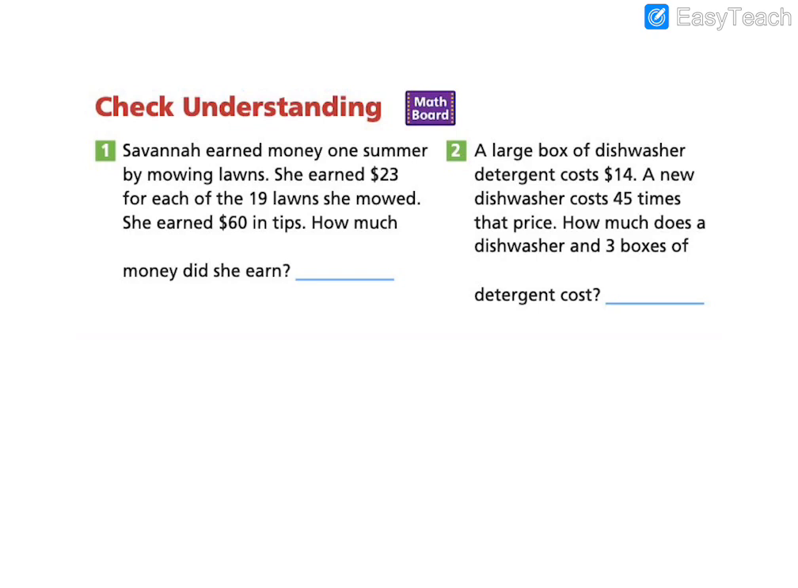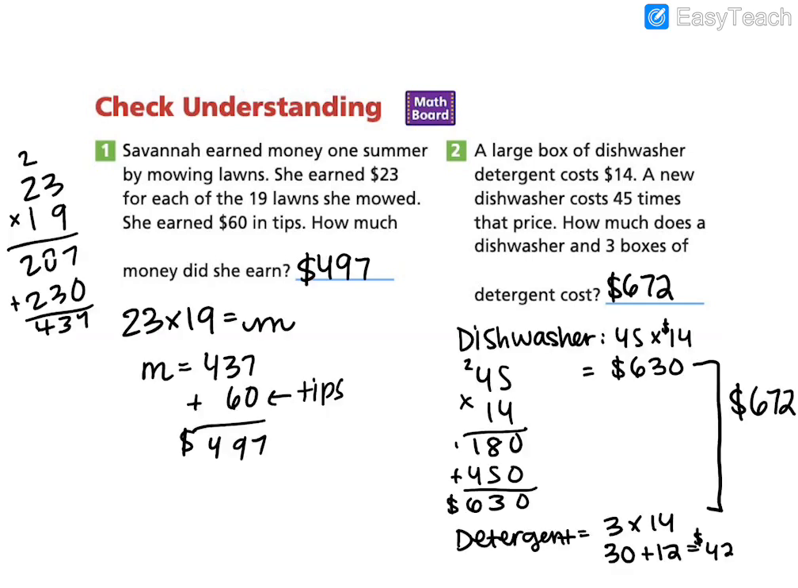All right, go ahead and complete the check understanding. Press play when you're ready to check your work. Okay, so let's go ahead and check. Number 1, she earns $497. First, we have to find the total amount of money she made.